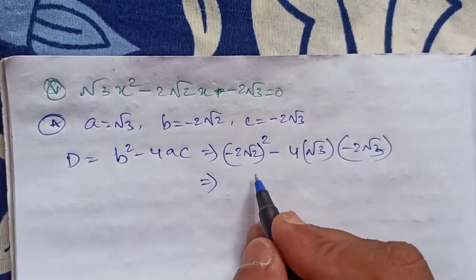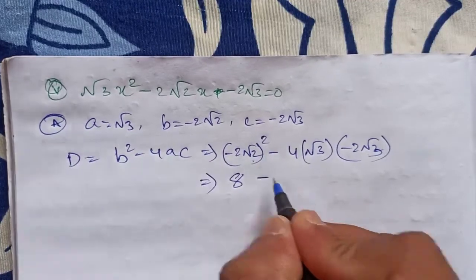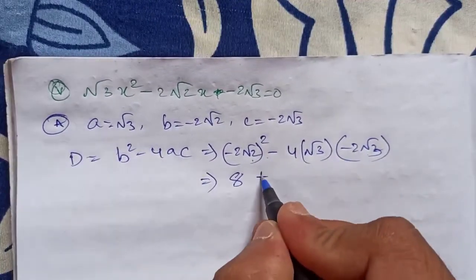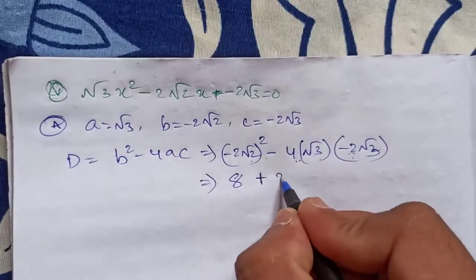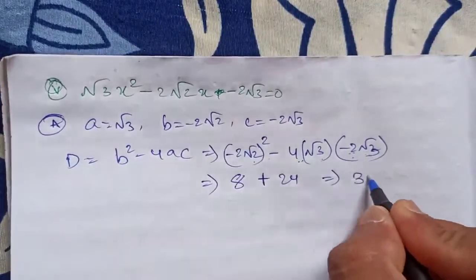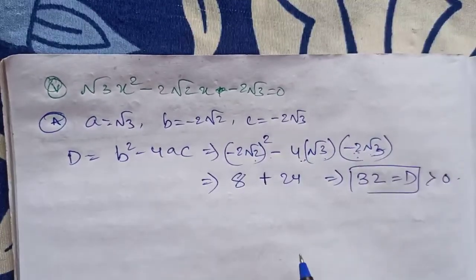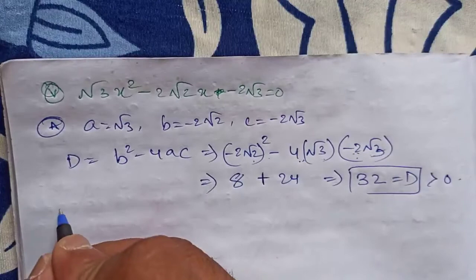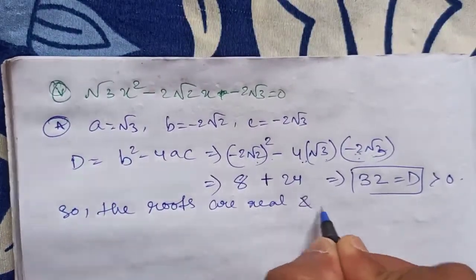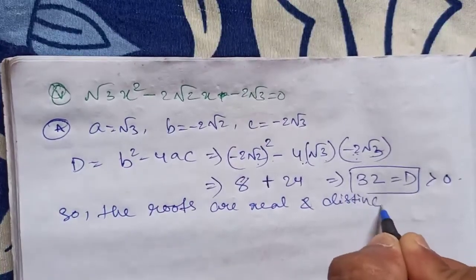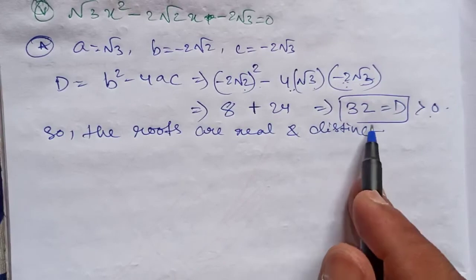Minus 2√2 into minus 2√2 is 8, because 2 twos are 4, 4 into 2 is 8. Minus is plus. 2 fours are 8, √3 into √3 is 3, 8 threes are 24 we will get. That means 32 we got for D. That is greater than 0. So the roots are real and distinct because D is greater than 0. Now we can find the two roots by using this value.